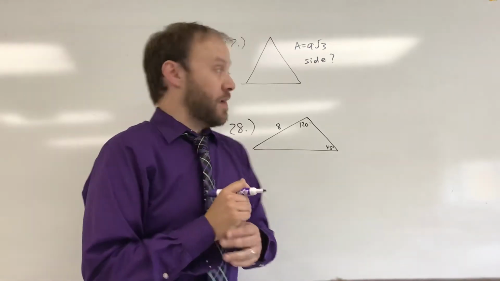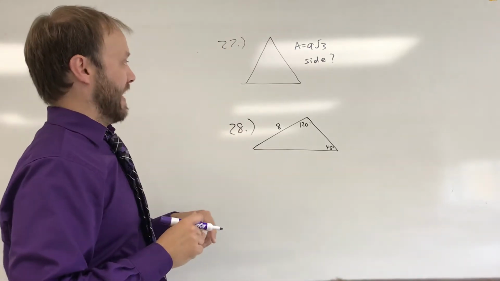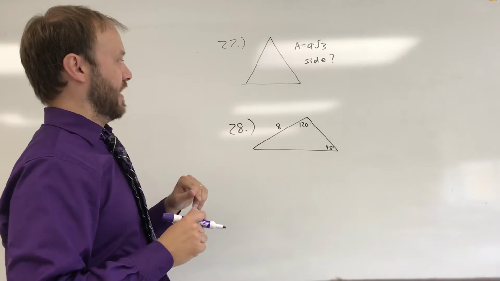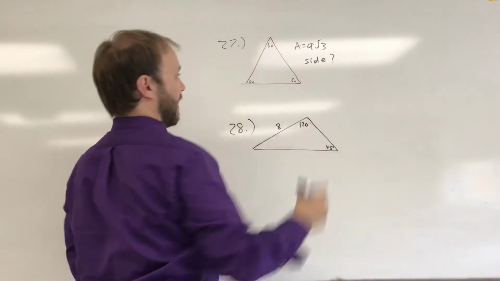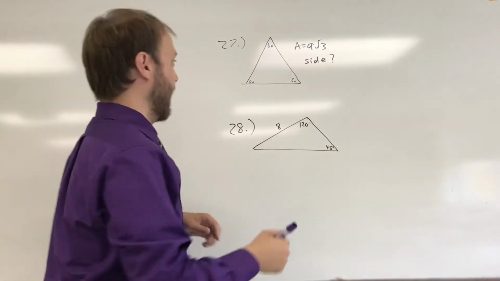Right, I had some questions from people on number 27 and 28. Number 27 gives you an equilateral triangle. Of course, we know it'll have 60-degree angles. We know that the area is 9 radical 3. We want the length of the side.